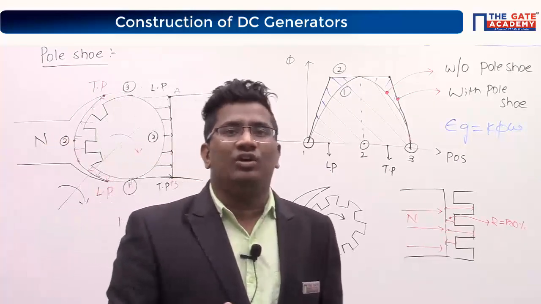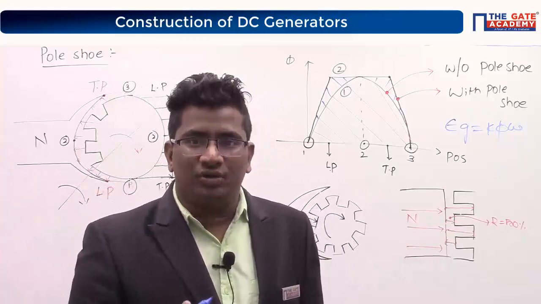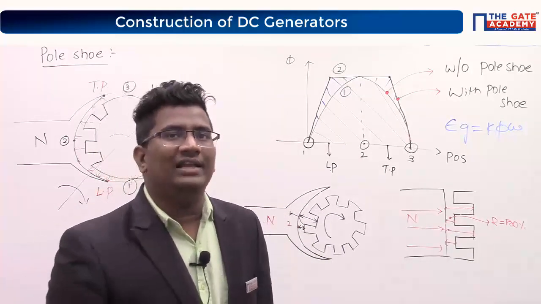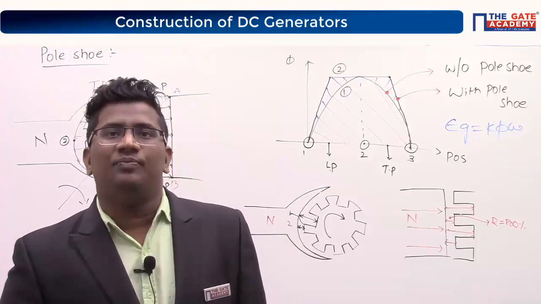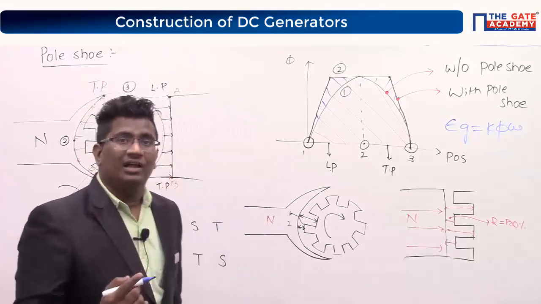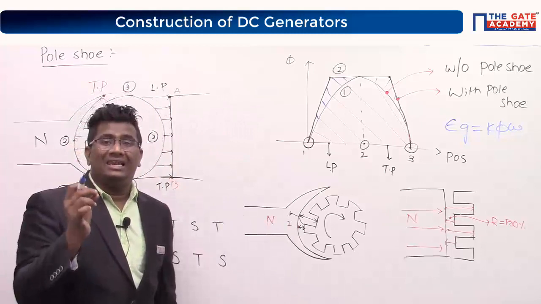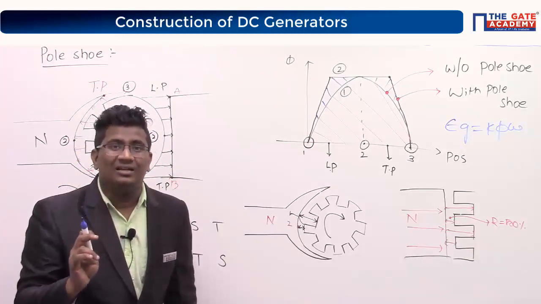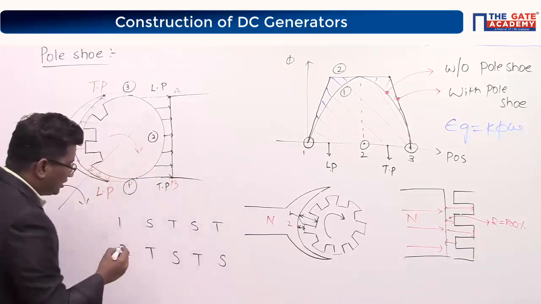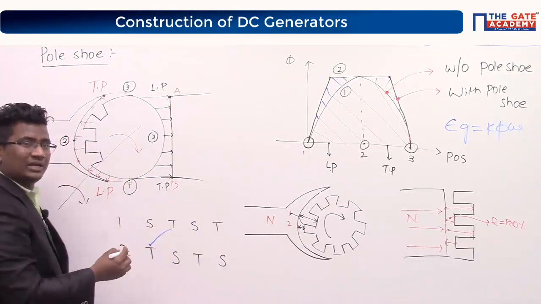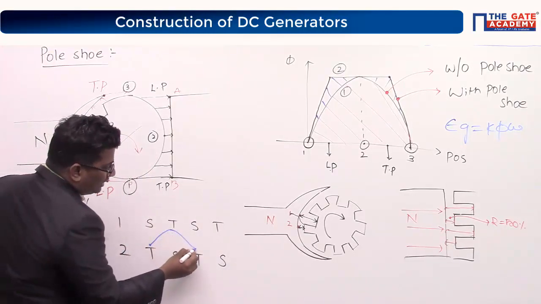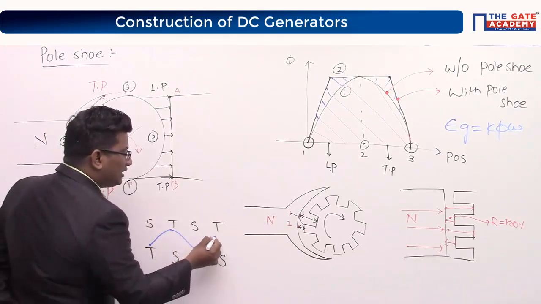Why teeth position only? Because of low area, or I can say less reluctance. Low reluctance part. Look once here. Teeth, and then again it will go to teeth. After this again it will go to teeth.